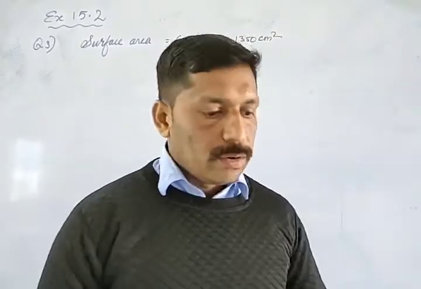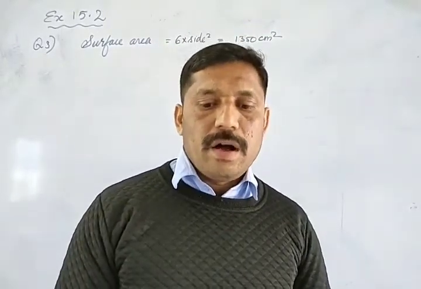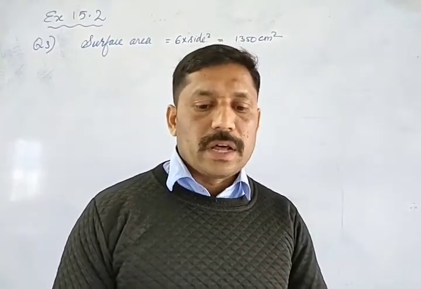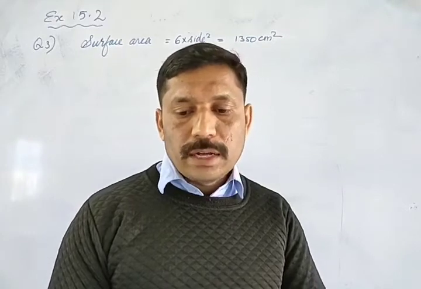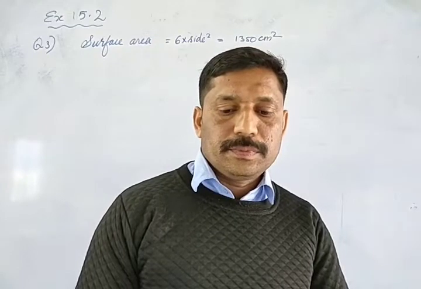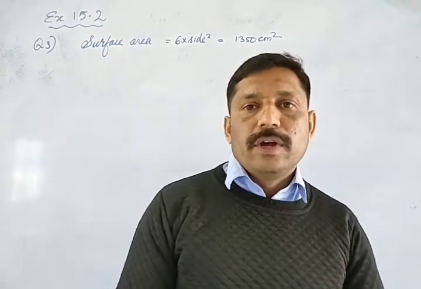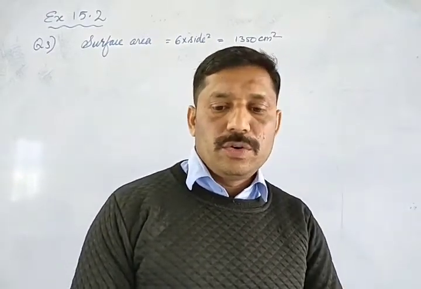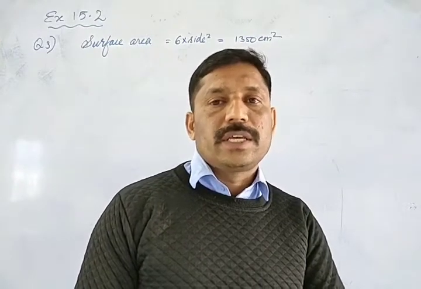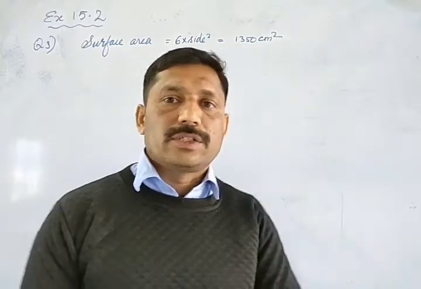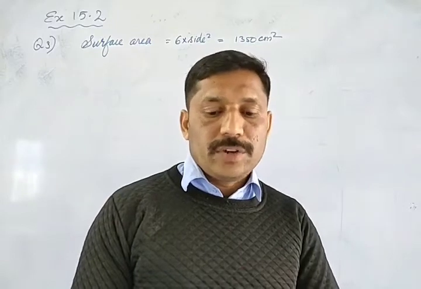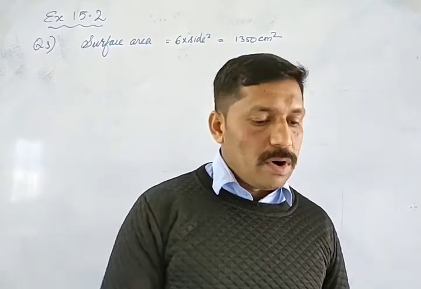Students, look at the next question, question number 3. The surface area of a cube is 1350 centimeter square. Find the volume of that cube. In order to find the volume, the formula is side cube, so we must know the side. The surface area of the cube is given: 6 into side square. From that we find the side, then multiply three times, and we get the volume of that cube.